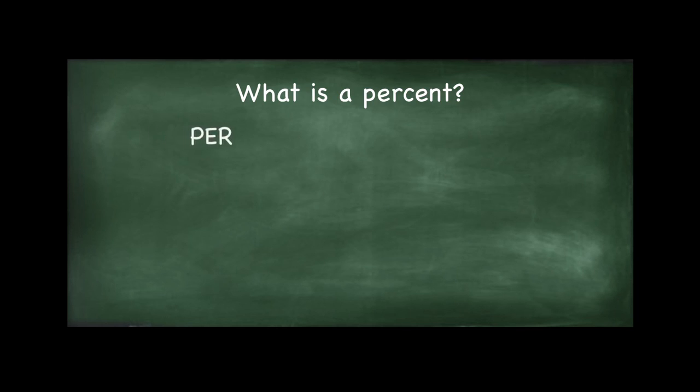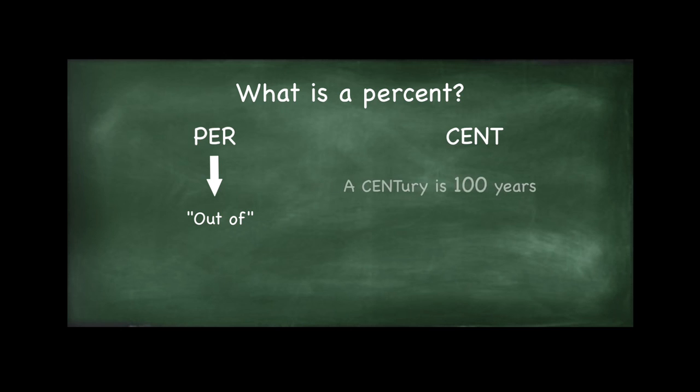What is a percent? If we break down the word percent into the parts per and cent, we can first see that per means out of. Now let's look at cent. Where have you heard that root? Perhaps in century, or in money, or in centimeter. In all of these examples, cent is referring to 100. Therefore, a percent is a comparison of a quantity out of 100.